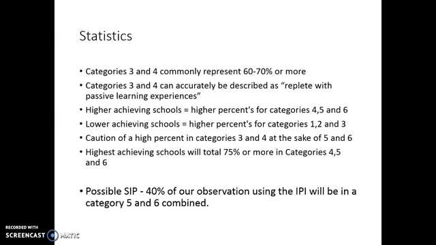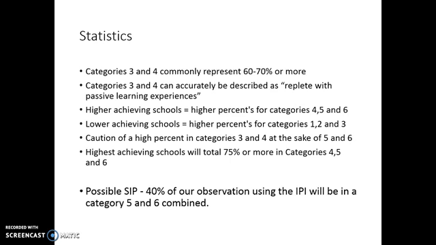There's an extreme caution about being in categories 3 and 4 at the sake of categories 5 and 6, because those tend to be combined together, categories 3 and 4, very much passive learning experiences without a lot of higher order thinking or student-to-student conversation. The highest achieving schools will show a total of categories 4 and 5 and 6 combined together equaling 75% or more.